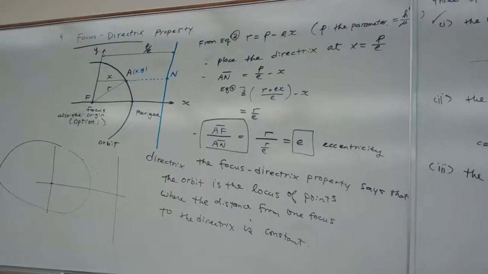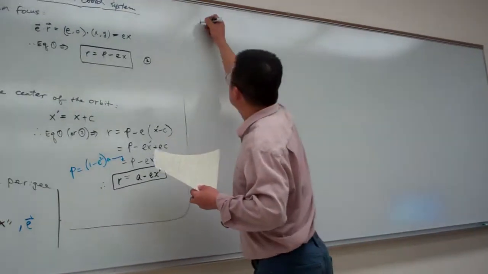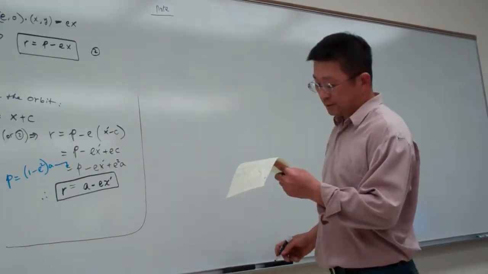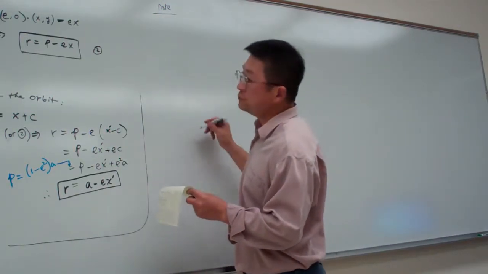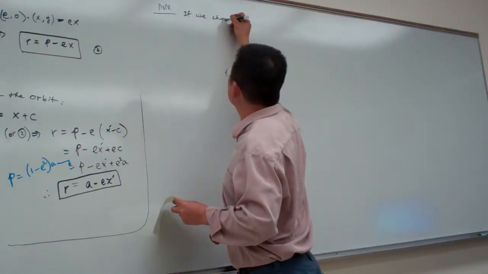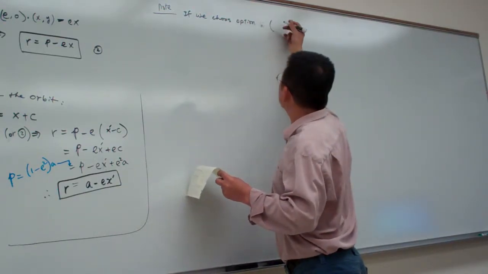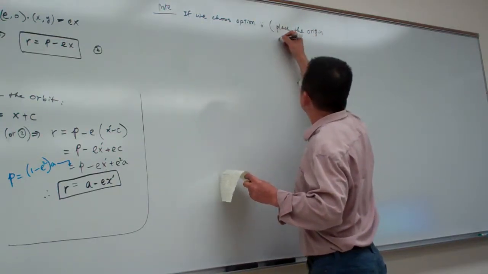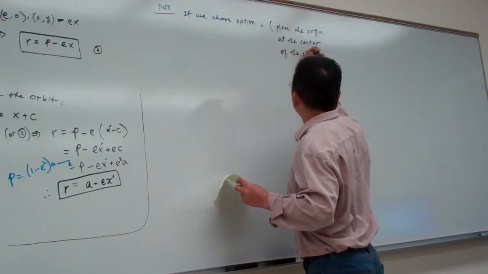Let me continue here. So here for the node, if we choose option 2, that means we place the origin at the center of the orbit.